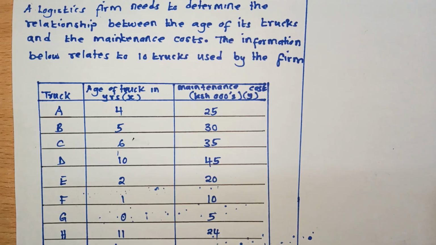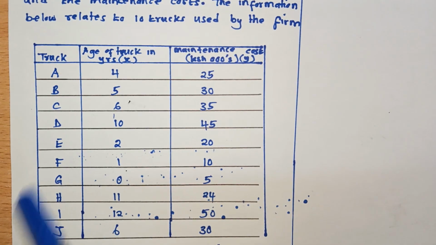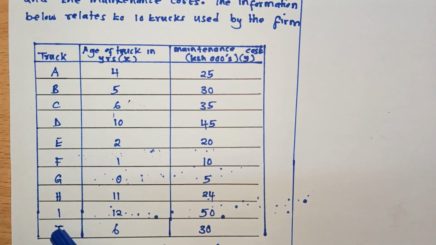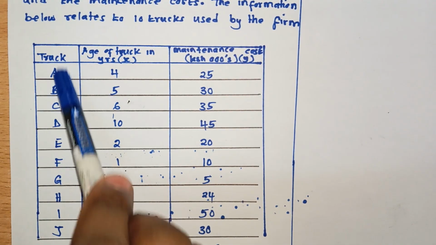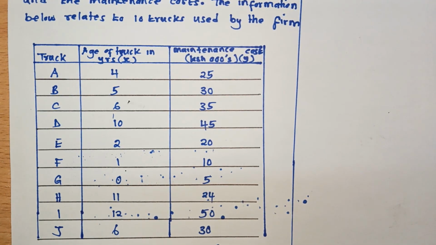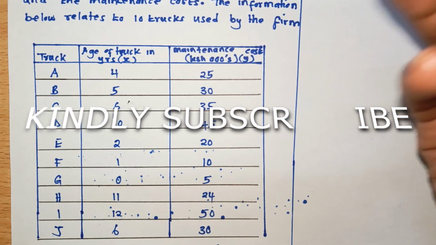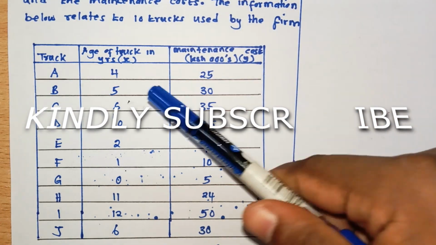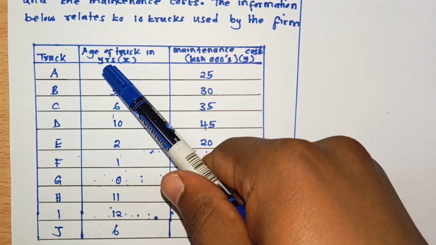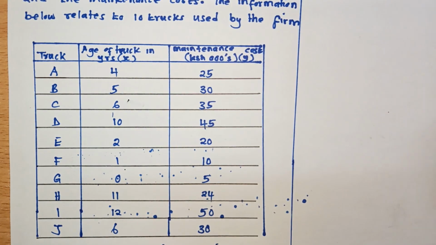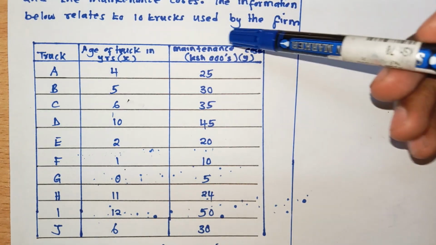We will use the data provided for 10 trucks. You can see that we have all the trucks running from truck A all the way to truck J, and there are 10 in total. The data shows their ages in years and the annual maintenance cost in thousands of shillings in this column.